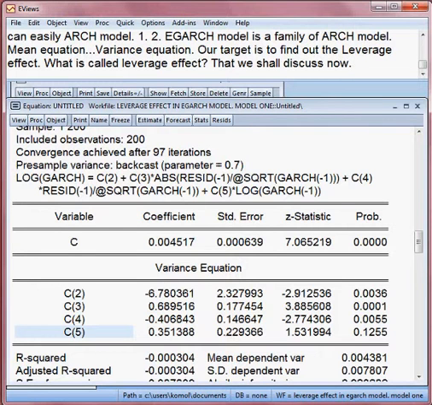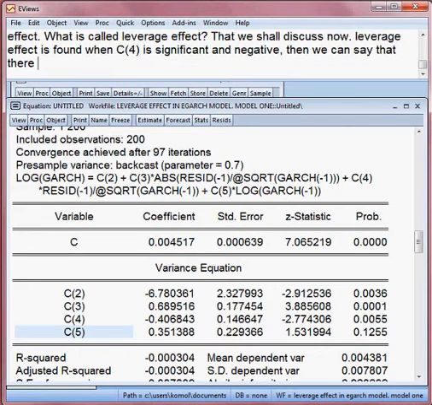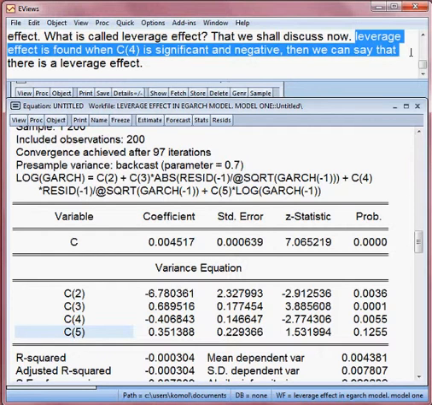Okay, but the thing is that a leverage effect is found when you check from here C4, when the coefficient C4 is significant and negative. Then we can say that there is a leverage effect, right? So leverage effect is found when C4 is significant and negative.